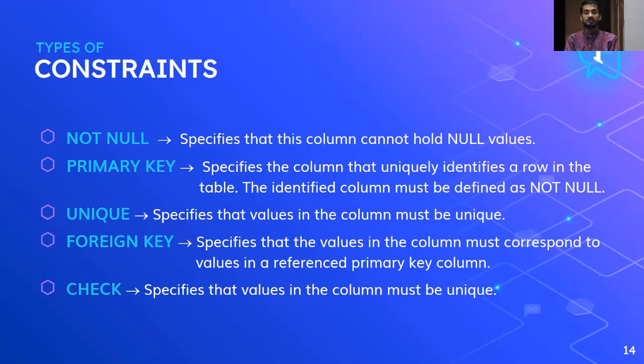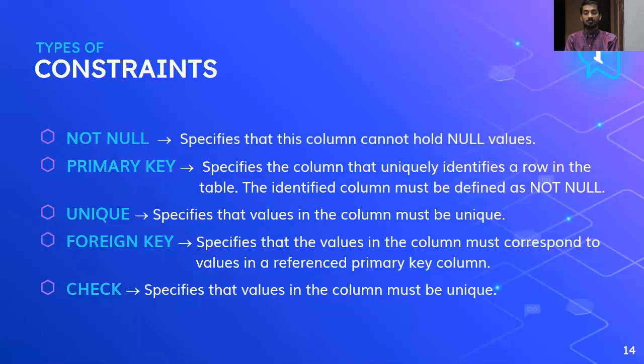Number three is unique. It specifies that values in a column must be unique. So it works like a primary key, but in a somewhat different manner. So unique defines the uniqueness of the column.